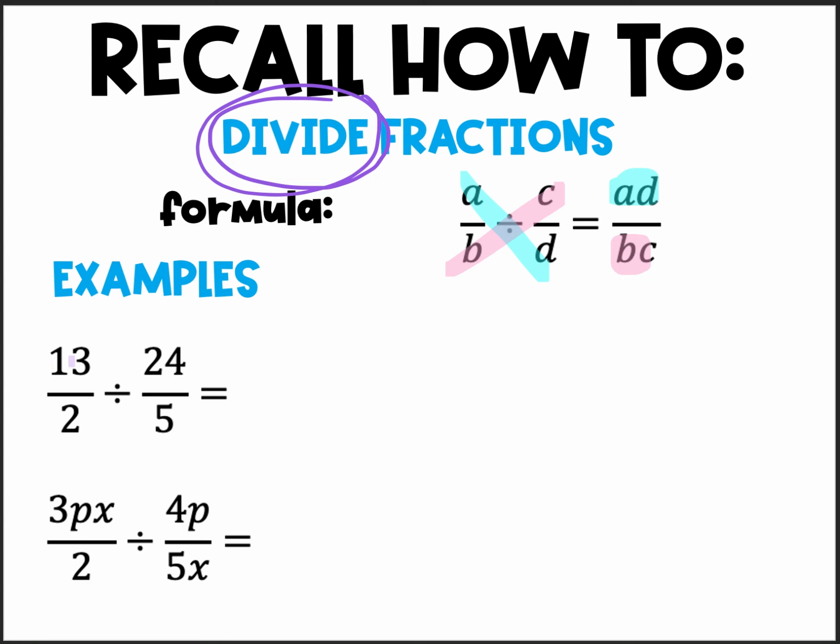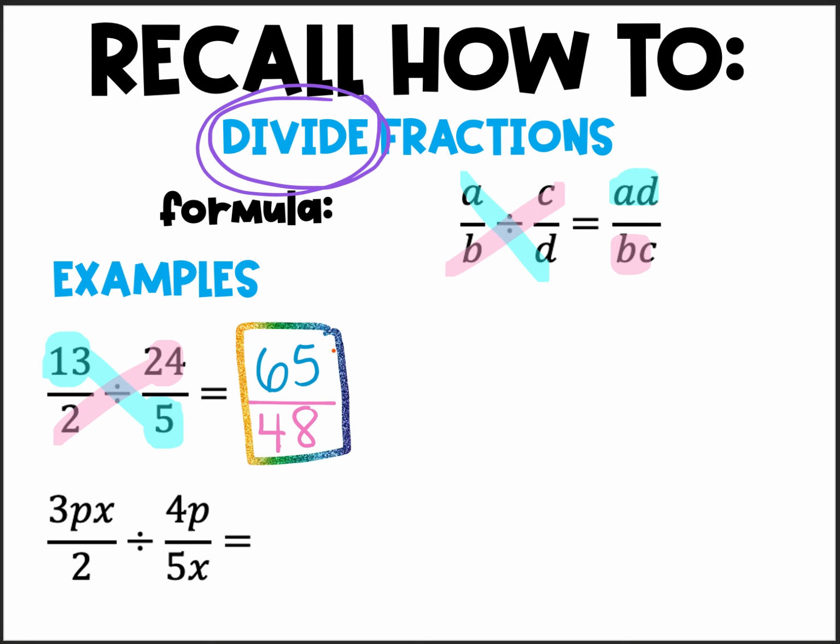Let's try it. I'm going to divide 13 over 2 by 24 over 5. 13 times 5, we're not dividing, we're multiplying. 13 times 5, that's 65. It was the same number as the last problem. Divided by 2 times 24, 48. And again, normally we simplify, but 65 and 48 don't have any other greatest common factor than 1. And this is the simplest form.